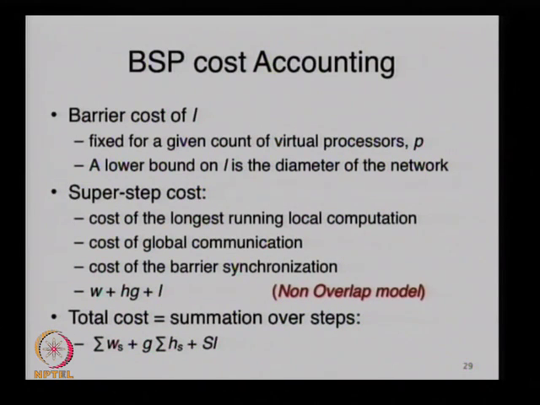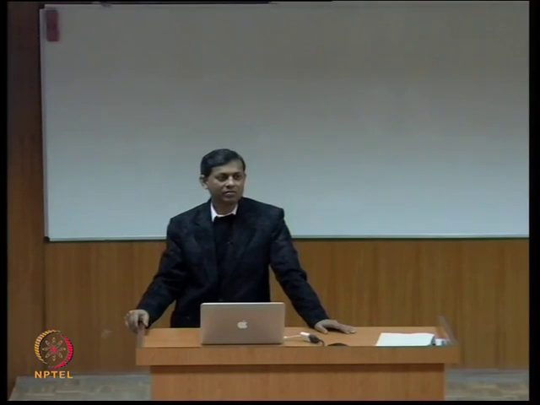And communication. Communication is based purely on the number of messages that are being sent. Okay, so there are H messages being sent in one superstep, and G is the throughput of the network, then H times G is the cost of those messages.